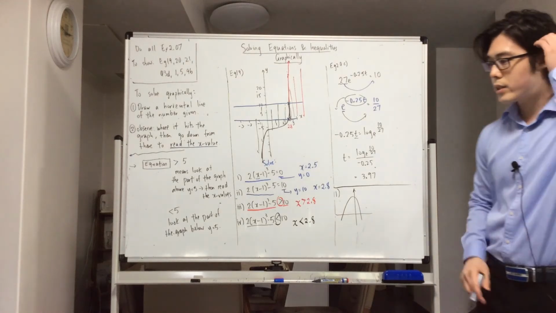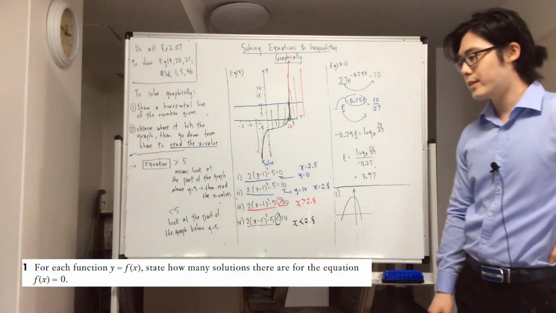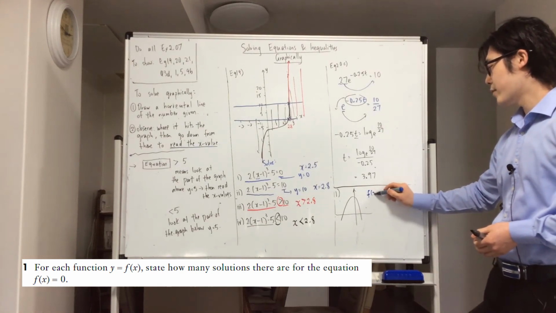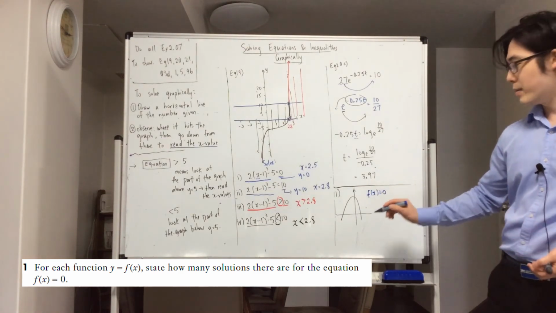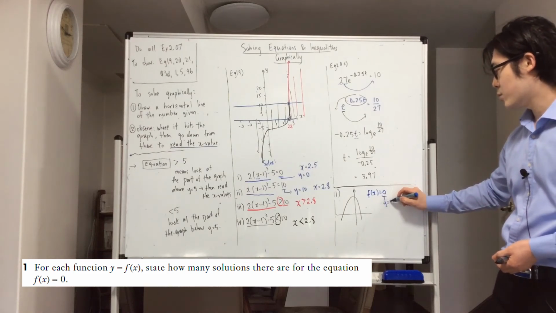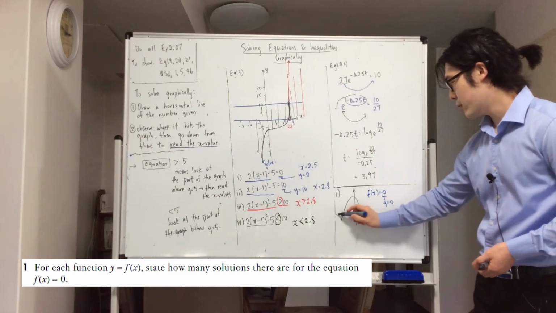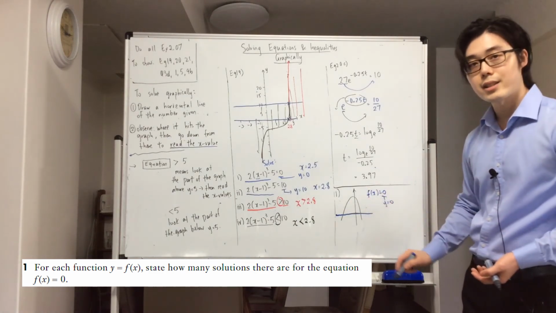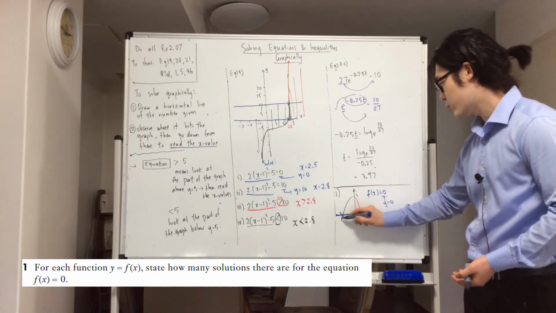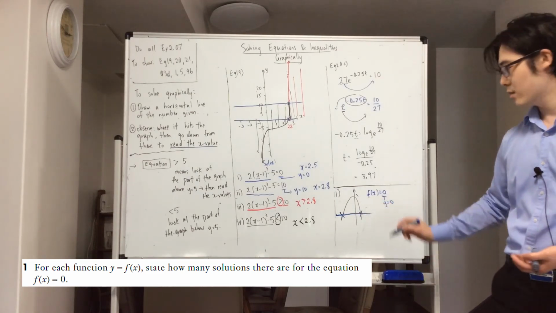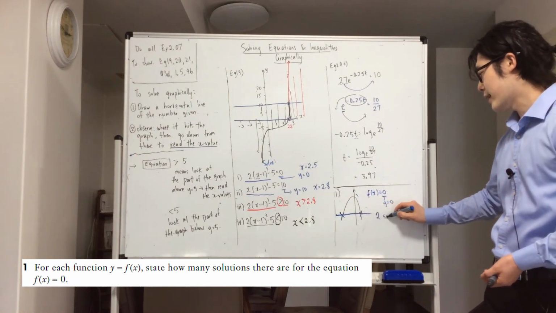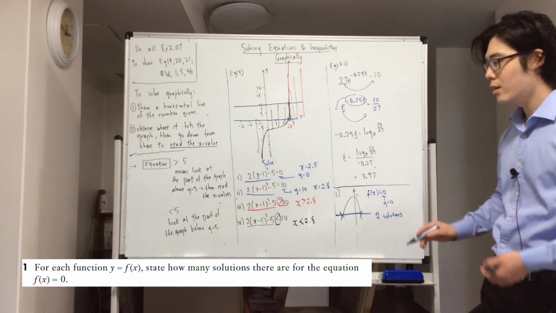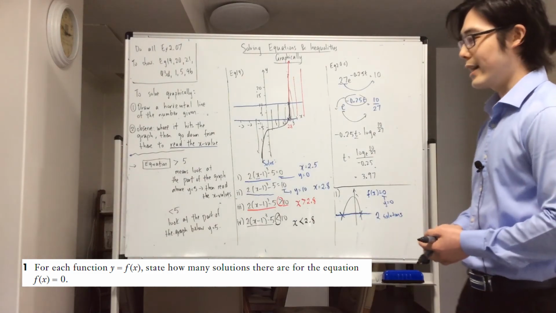Okay, just quickly in question 1, it says for each function, state how many solutions there are for the equation f of x equals 0. So remember, that means you have to draw the y equals 0 line. And how many solutions are there means how many intersections are there between the graph and the line. As we can see, there are 2 intersections. So question 1 is just really asking how many points of intersection there are, which in this case is 2 solutions. Right, that's all it is for question 1 as a guide.